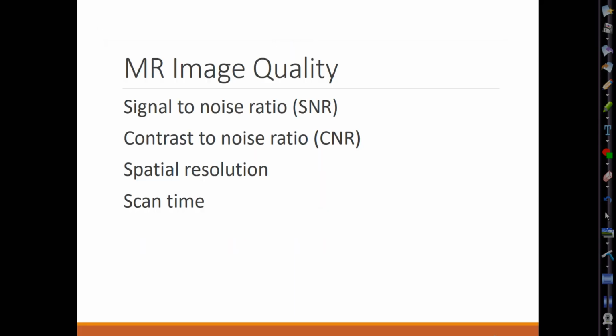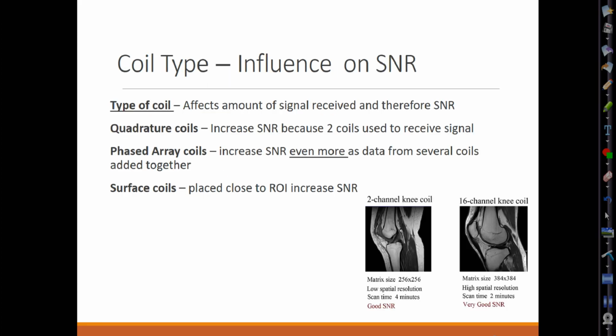All right. So once again, we're constantly balancing these things for image quality. Signal to noise, contrast to noise, spatial resolution, and CNR. All right. Another influence of signal can be our coil type. So I think I briefly mentioned this before. If we have just a linear coil, you're really only going to get one RF pulse. You're not going to get that much signal. But if we have a quadrature coil, we have two coils that are going to be 90 degrees from each other, create 2 RF pulses, and it increases our signal by 40%.